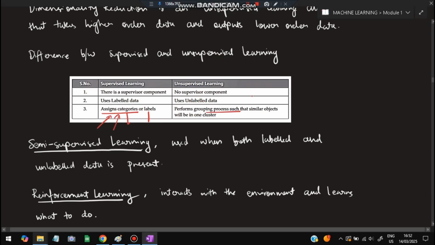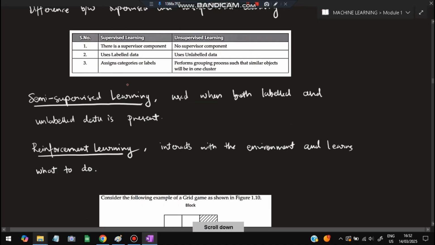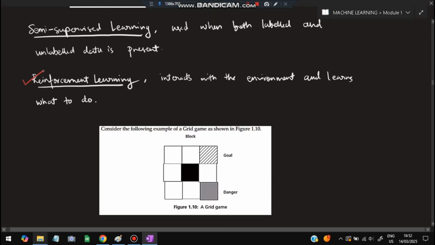Here it will not be assigned; just based on the characteristics, similarities and dissimilarities of the objects, clusters and groups will be formed. Okay, if there is a mix of both labeled and unlabeled data, we'll be using semi-supervised learning. Okay, last one is reinforcement learning, where it interacts with the environment and learns what to do.